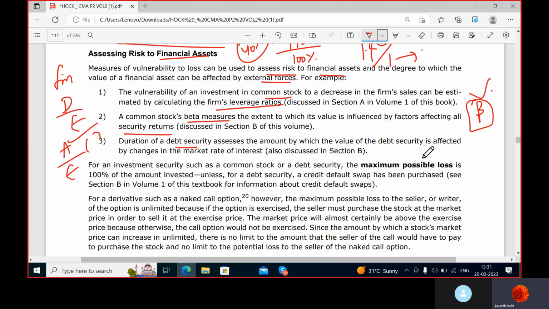See, what happens? Suppose you took a bond when the interest rate in the market was 10%. Now it has gone to 12%. So what happens? Your bond price decreases, correct? When market interest rate increases, bond price decreases. There is an inverse relationship between these two. So with the changes in this, how the price is impacted, that is what we are going to see with the help of duration.